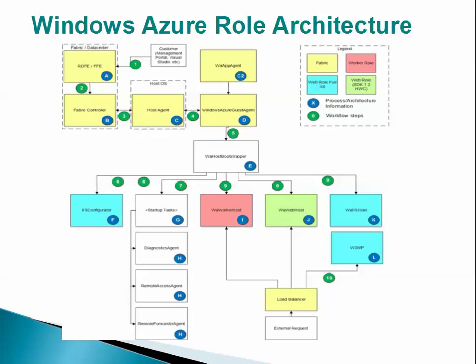The fabric controller will get all the configurations, information, service definitions, service configurations, and code. Then it will create web roles and worker roles for us. That is the main important agent, or we can say the main brain of Azure. Everything is handled by the fabric controller. So what will happen? It will get the information from the fabric front end, the FFE. Then it will pass all the information.